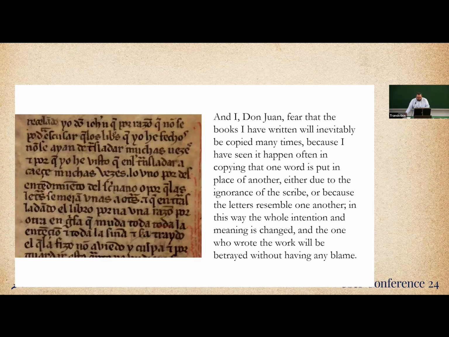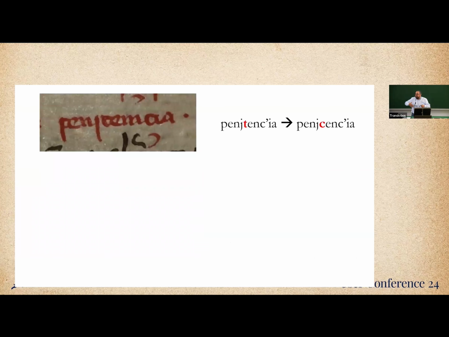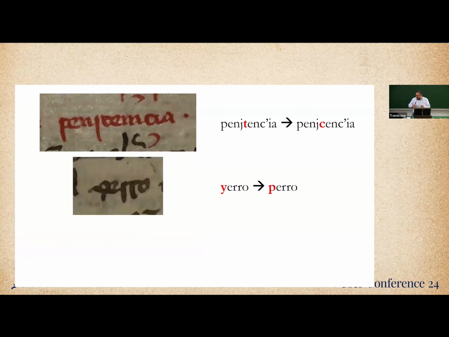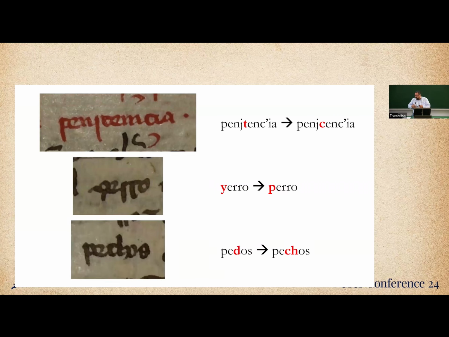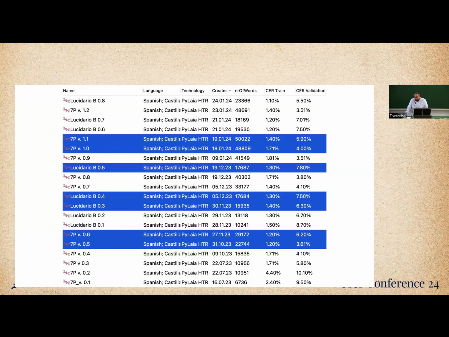Like, for example, this medieval author that I'm not going to mention, who talks about the mistakes that copyists make. Such variation is compounded by the mistakes of the scribes, which also affect transcribers to a lesser degree. A common thing transcribers misinterpret: is it penitence or is it penitence? Is it a C or a T? Is it hierro, mistake, or perro, a dog? Is it pedos, a fart, or is it pechos, bosom? We don't know. Well, we do know, Transkribus doesn't.